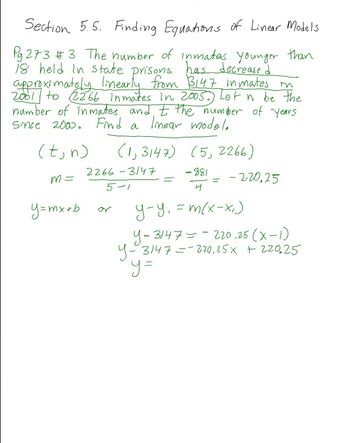So y is minus 220.25x plus, I add that 3147 to both sides, I get 3367.25. So there's my equation. And then another good question I might ask you is, what's that 3367 tell you? You should recognize that that is the y-intercept, which would tell you that at time 0, which would be the year 2000, there were 3,367 inmates under the age of 18 in state prisons.